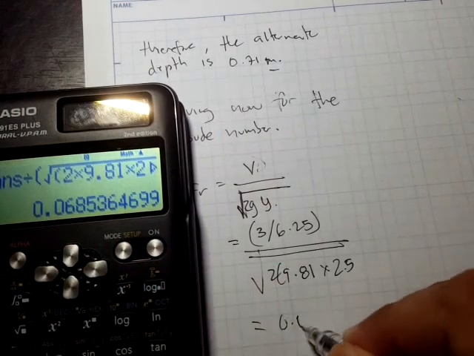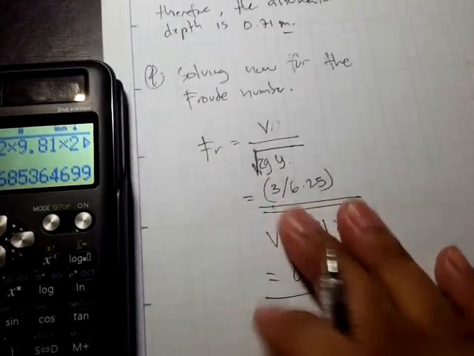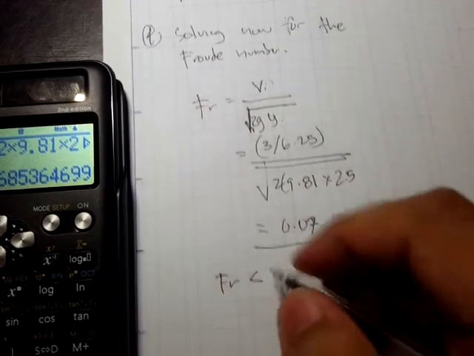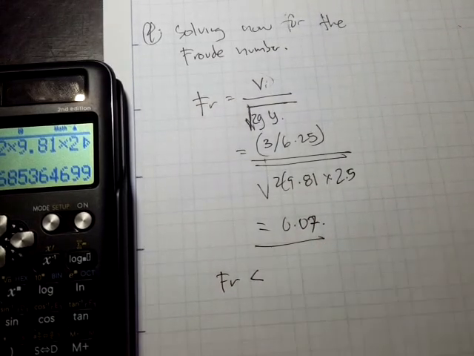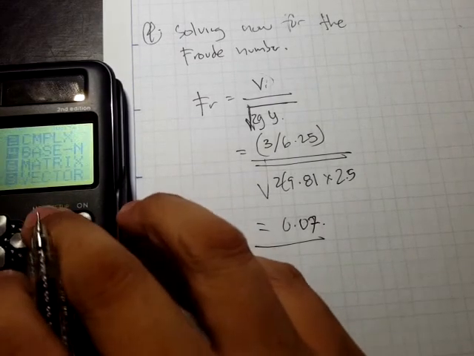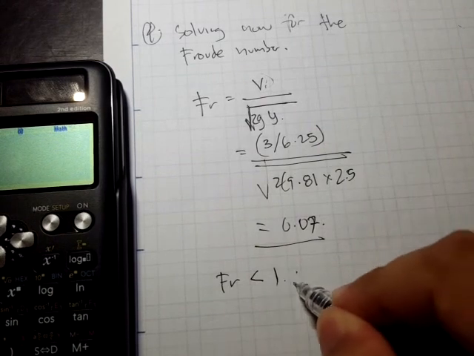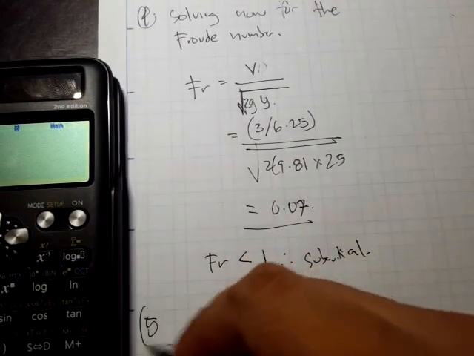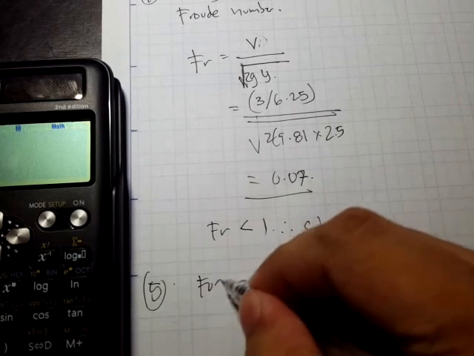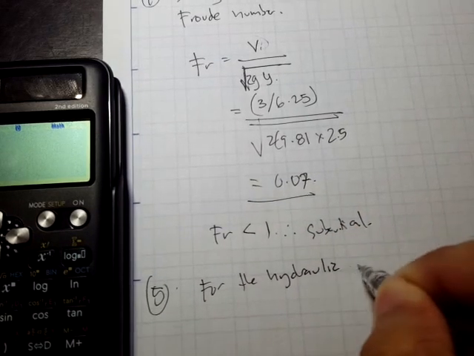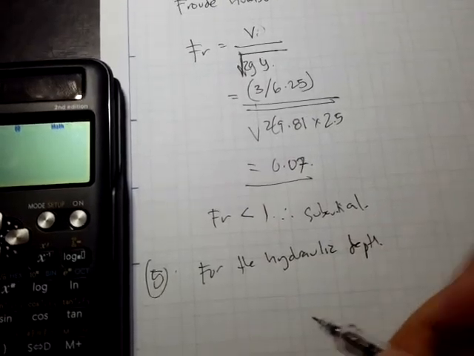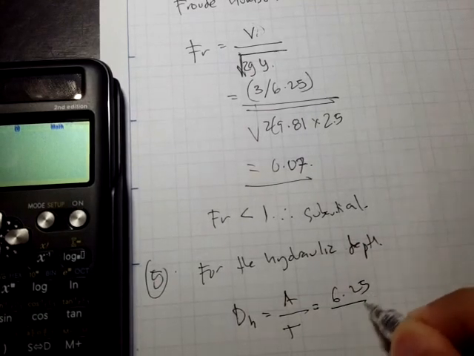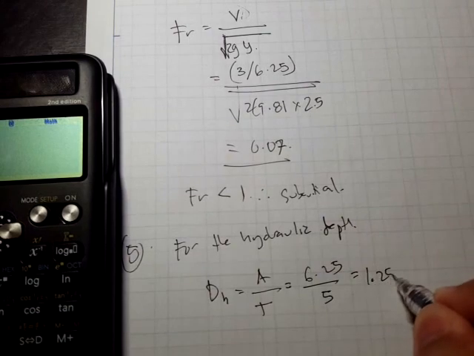This is right here, 0.07. So that means that FR is less than 1, and therefore the flow is subcritical. Right, so for the hydraulic depth, recall that the equation for hydraulic depth is simply the area divided by the top width. So this is 6.25 divided by 5, and this is equal to 1.25 meters.